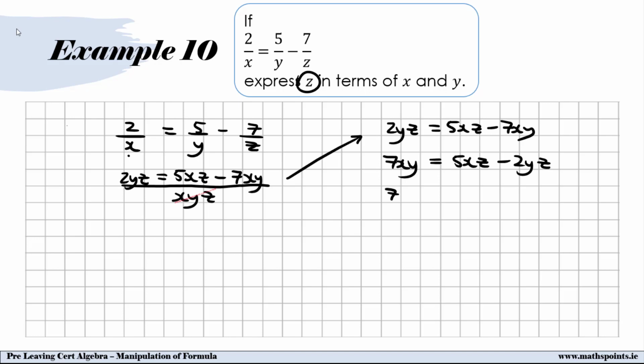I'm going to factorize now the right hand side. So I'm going to factorize the z. So I have z on a bracket, and then 5xz divided by z is 5x. And then minus 2yz divided by z is minus 2y. Finally, I'm trying to get the z on its own, so I need to divide by what it's being multiplied by at the minute, which is 5x minus 2y. So to get rid of that 5x minus 2y, I need to divide both sides by 5x minus 2y.